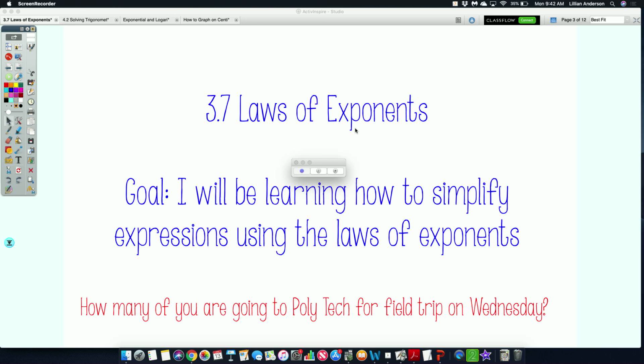Functions. We're about to move into your exponential and logarithmic functions. Before we do that, we're going to go down memory lane and refresh your memory about the laws of exponents. You guys are going to, again, not so much be learning, but just refreshing your memory on how to simplify expressions using those laws of exponents.